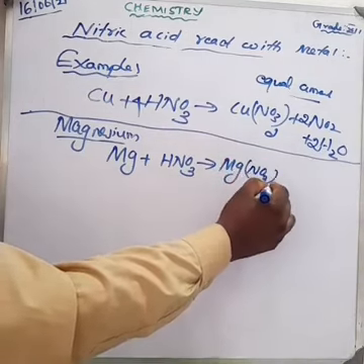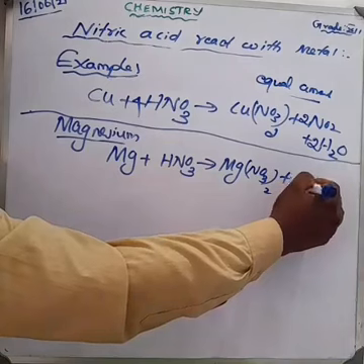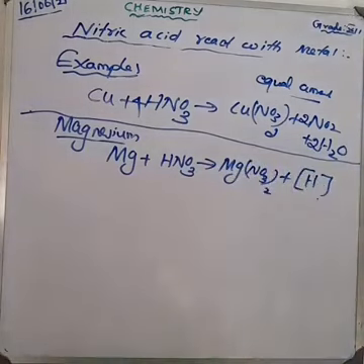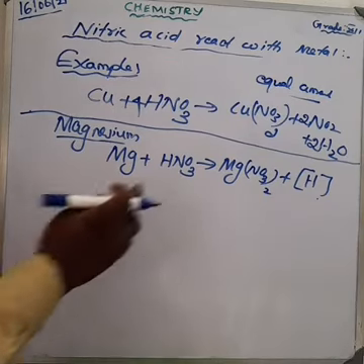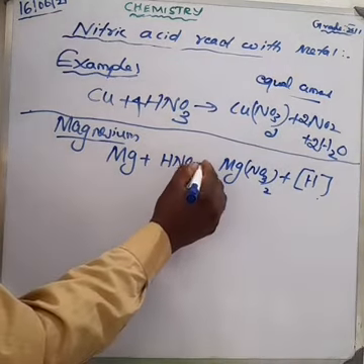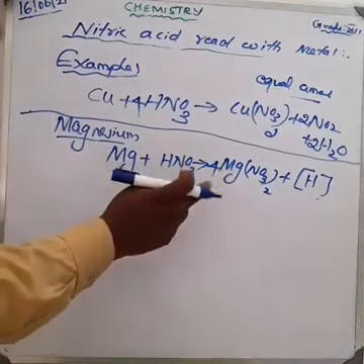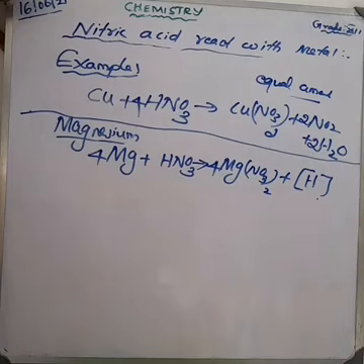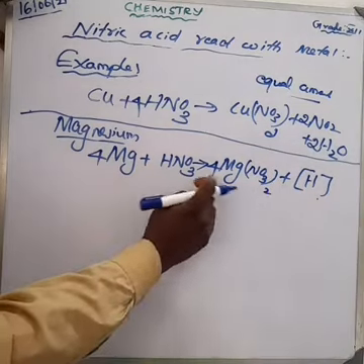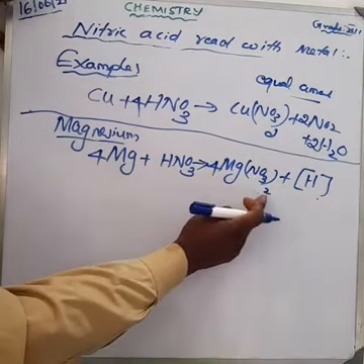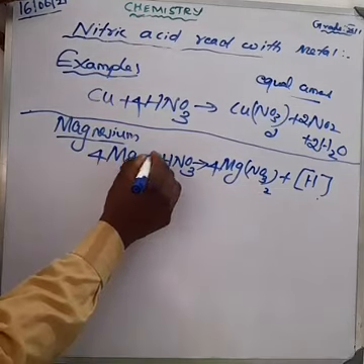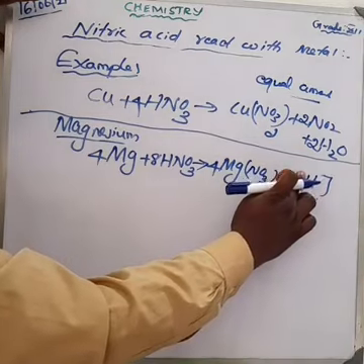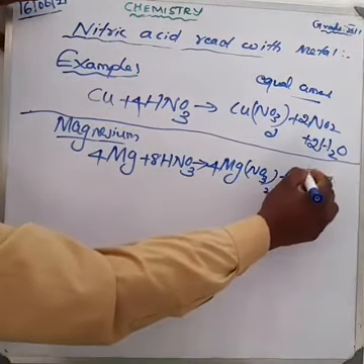Mg(NO3)2 plus nascent hydrogen. Am I right? So how can you easily make the reactions? Make it 4 magnesium nitrate. Next we have to find the nitrate. How much nitrate is there? 4 into 2 is equal to 8. So make it on the reactant side 8 nitric acid. How much magnesium is there? 4 magnesium. That is balanced.